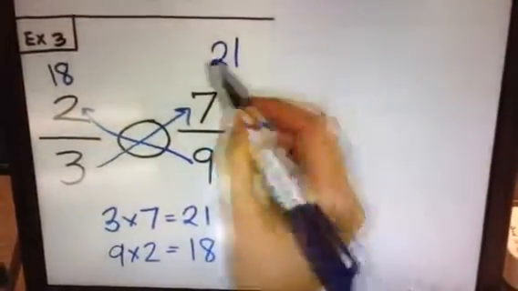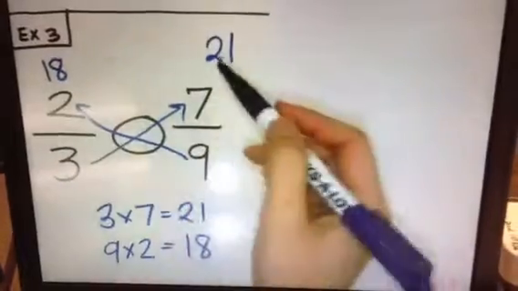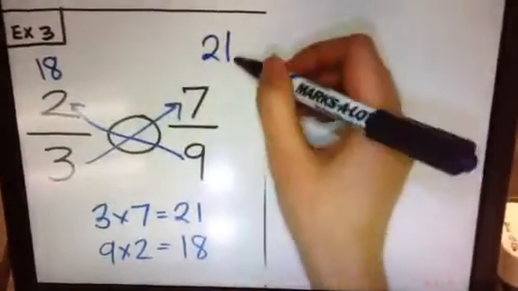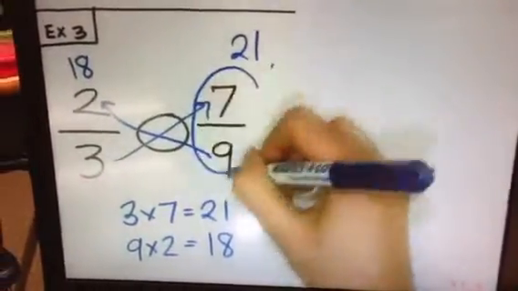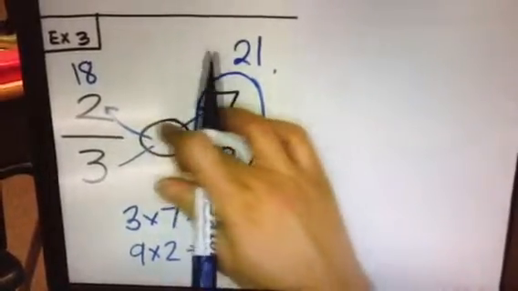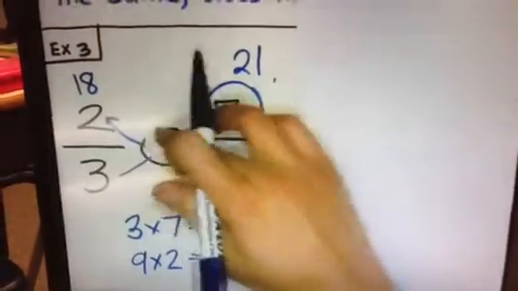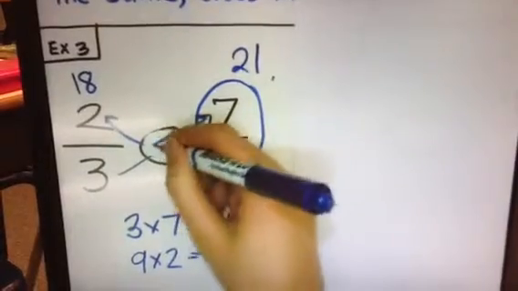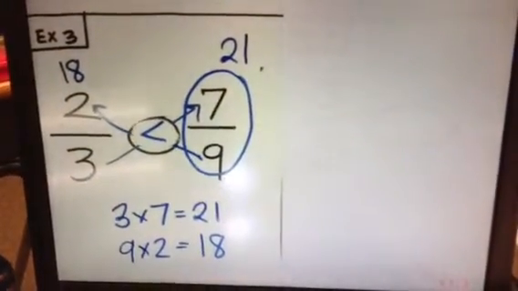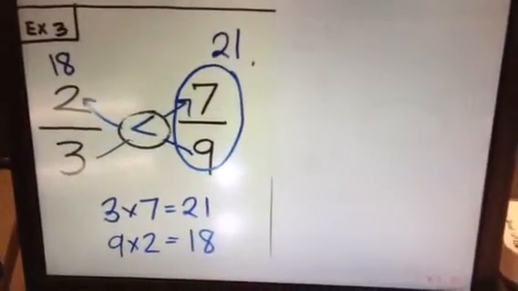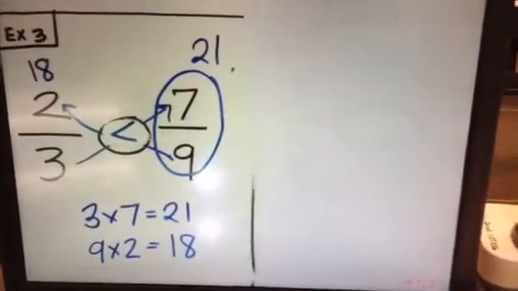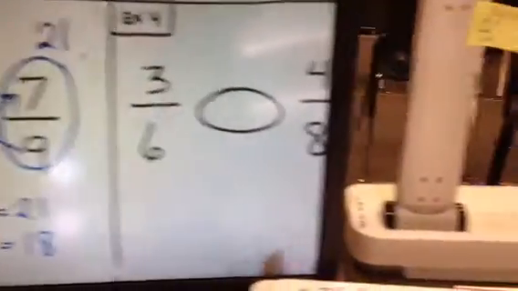So all you have to do is see which one is the greater one. 21 is greater than 18, so that means 7/9 is the greater fraction. So I'm just going to erase this here and write in the answer. 7/9 is greater than 2/3. Alright, we're going to try one more example, example 4.